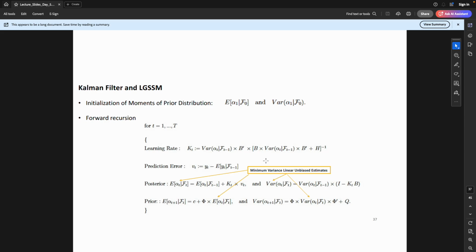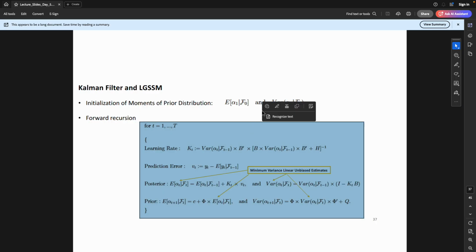Good. And here's now the recursive system for the Kalman filter. We have to initialize the expected value of alpha 1 given f0 and the conditional expected variance. That's exactly what I did on the blackboard. Expert knowledge. Once this is set, we have a recursion to run. And the recursion will be, we are running for t equals 1 to cap T, and now we need to compute different things.